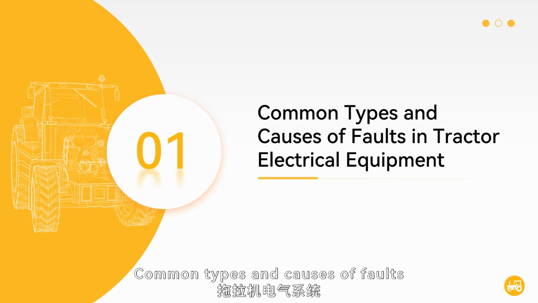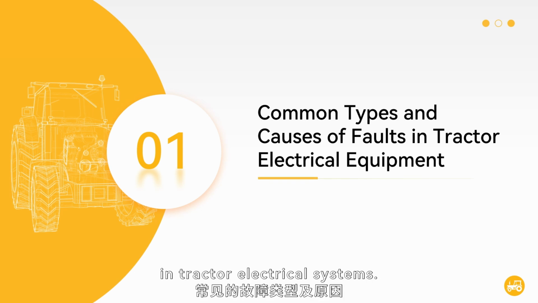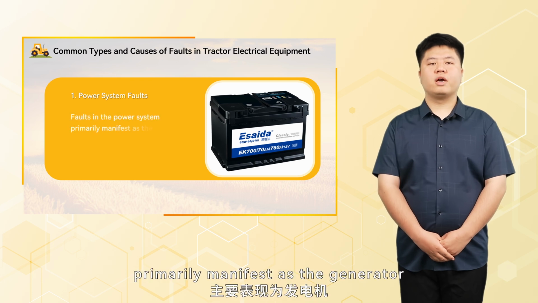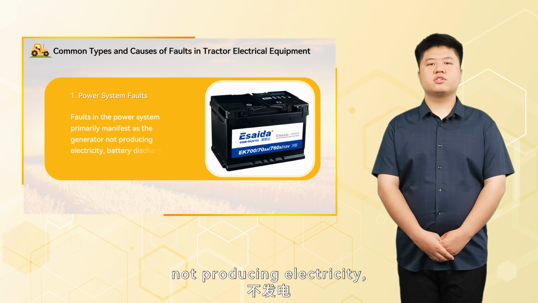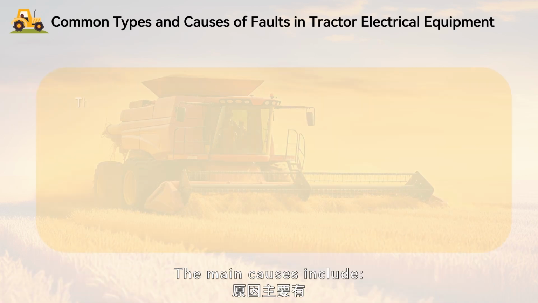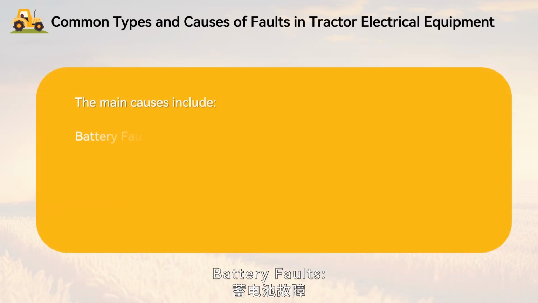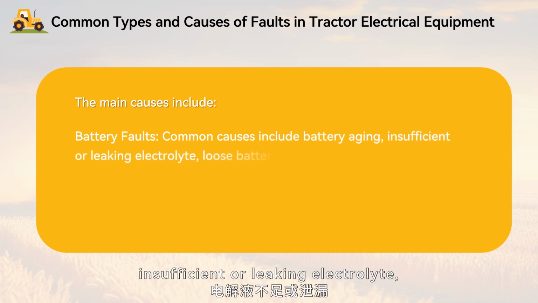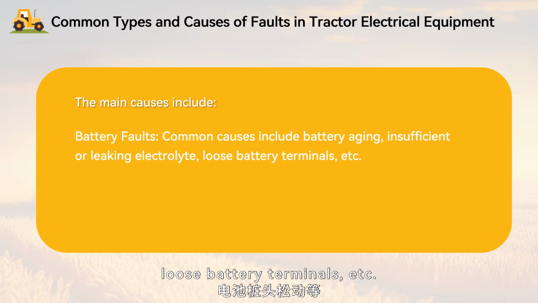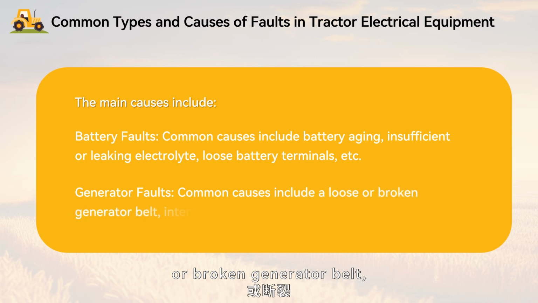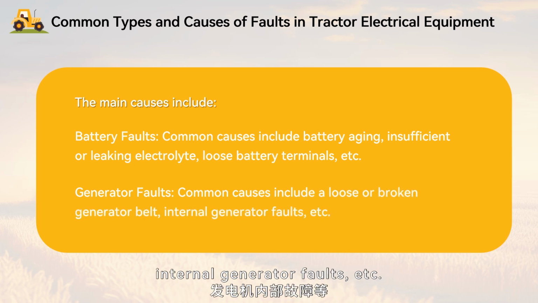Common types and causes of faults in tractor electrical systems. 1. Power system faults. Faults in the power system primarily manifest as the generator not producing electricity, battery discharge, etc. The main causes include battery faults. Common causes include battery aging, insufficient or leaking electrolyte, loose battery terminals, etc. Generator faults. Common causes include a loose or broken generator belt, internal generator faults, etc.